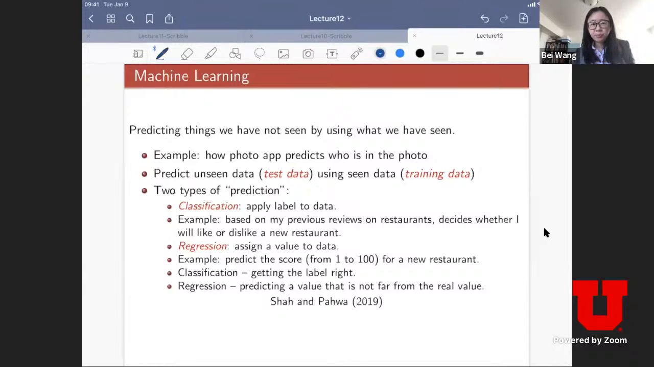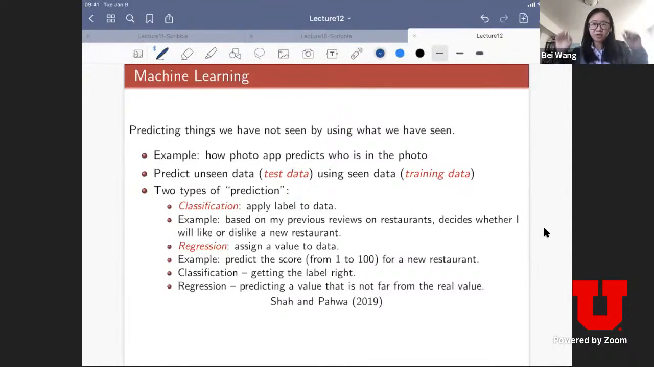And when we say predict things that we haven't seen, it's basically the test data, right? Using seen data, the seen data is the training data. So in the photo app, when they predict who is in the photo, the training data are the photos that you have already uploaded to the app before. So they use those photos to try to learn how Tom's face looks. And then when we say unseen data, it's when I upload a new photo that the model has not seen, and it is going to try to predict who that face is. Okay, so that's called test data.